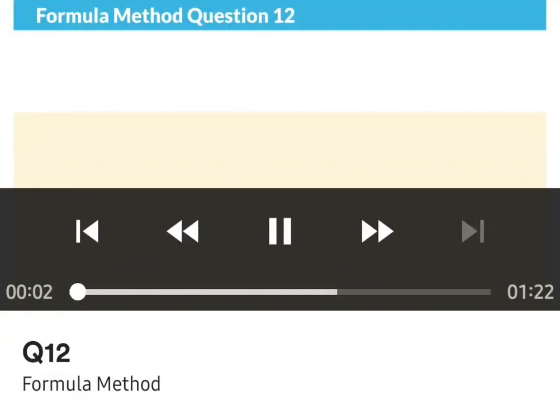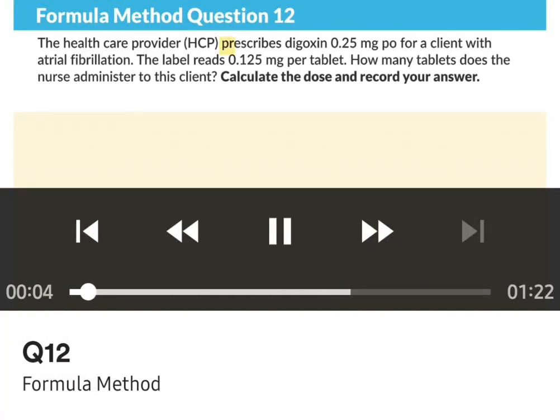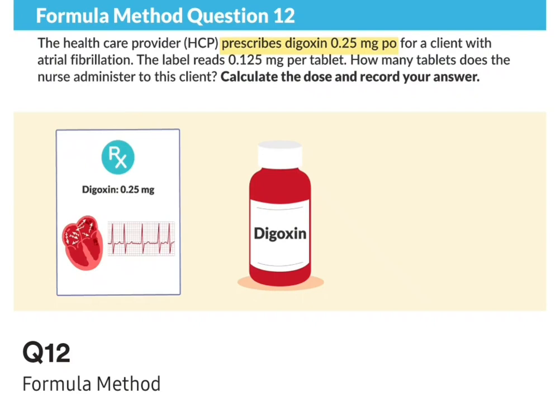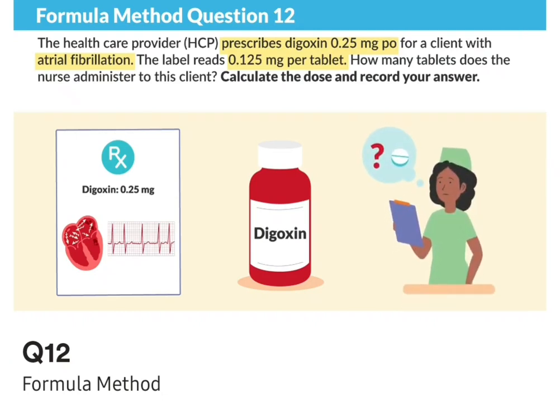Now for question 12. The HCP prescribes digoxin 0.25 milligrams PO for a client with AFib, atrial fibrillation. The label reads 0.125 milligrams per dose. How many tablets does the nurse administer to the client? Ooh, this one's really tricky.